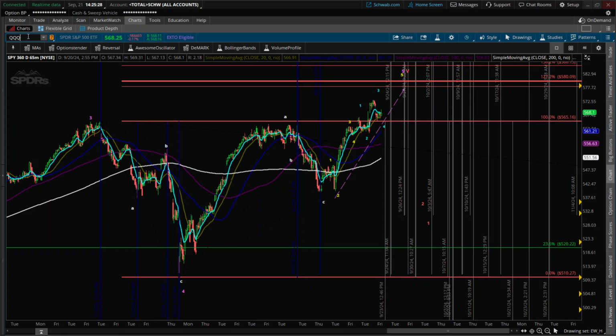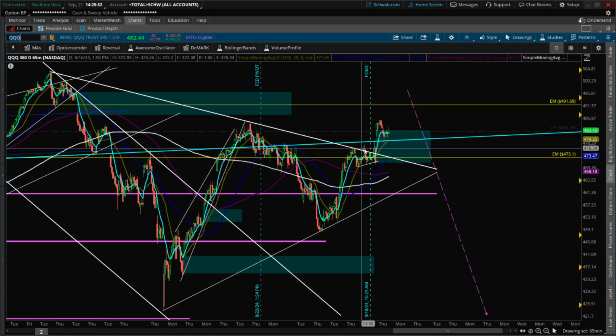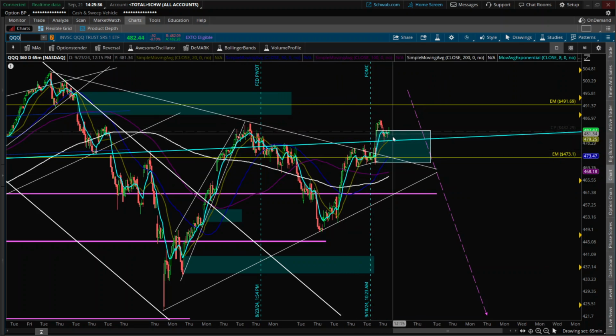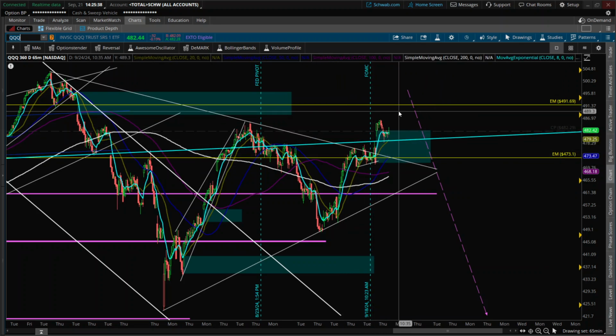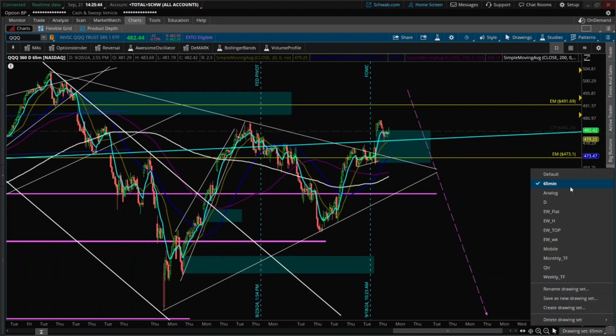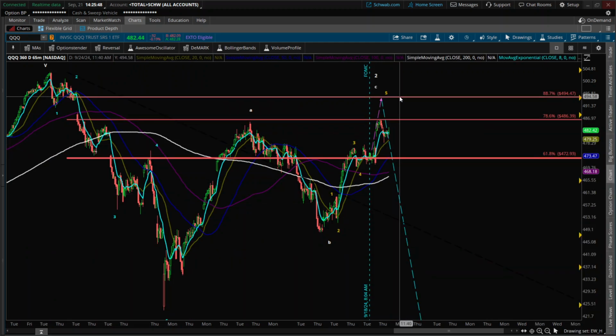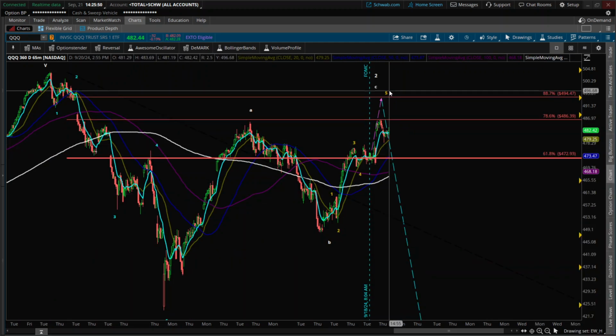Let's go to the Qs. Qs broke out from this triangle. Again, higher low. Momentum still to the upside. Looking for a possible gap fill. And that would give us this look here. So the gap fill is at 494. It might be just a little bit higher.